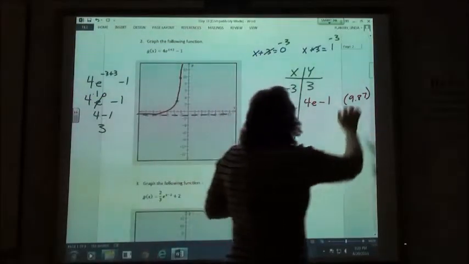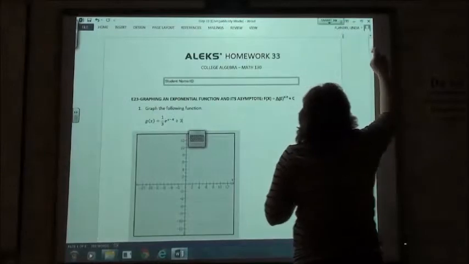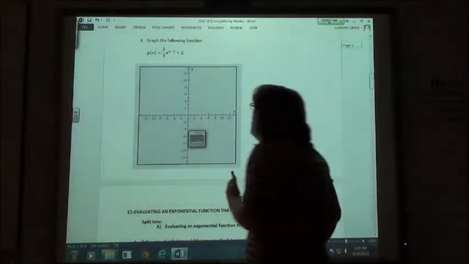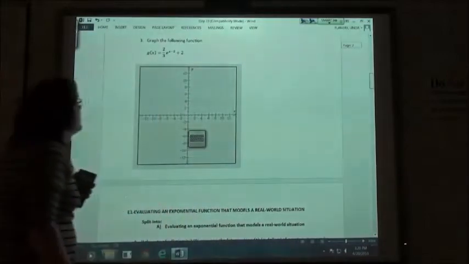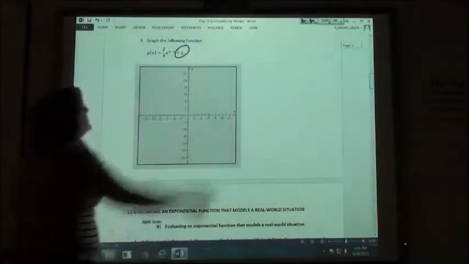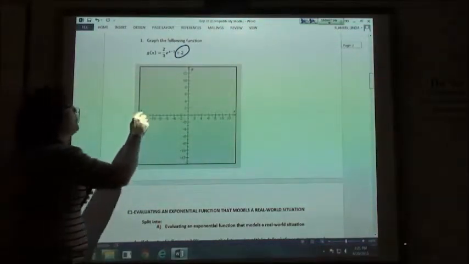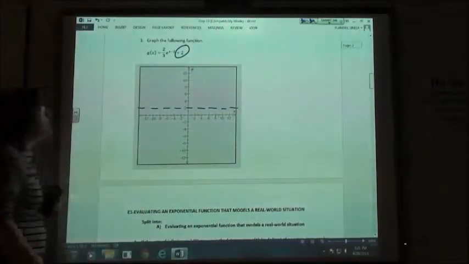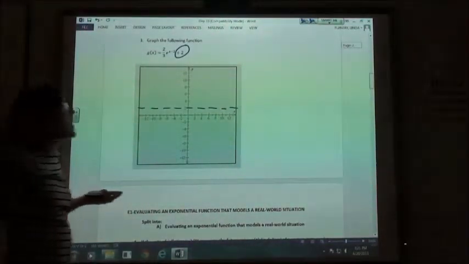One more of those, as weird as they may be. I am going to graph 2/3 e to the x minus 2 plus 2. I want to start by finding my asymptote. My asymptote's going to be up at +2, so at y equals 2, I'm going to put my horizontal asymptote. I'm then going to find my 2 points.